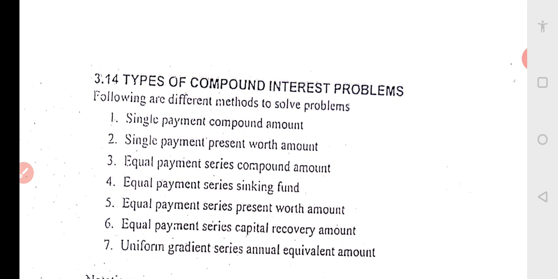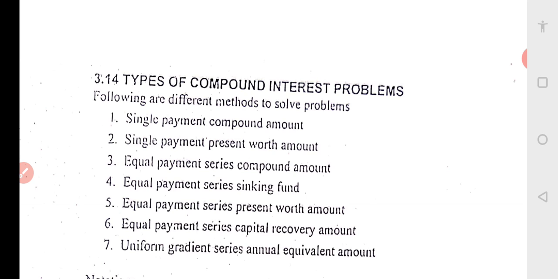So equal payment series compound amount means I am going to make deposits like an RD. So today, the first was like an FD. I may pay something today. After some years, how much will I get? This is the fixed deposit.